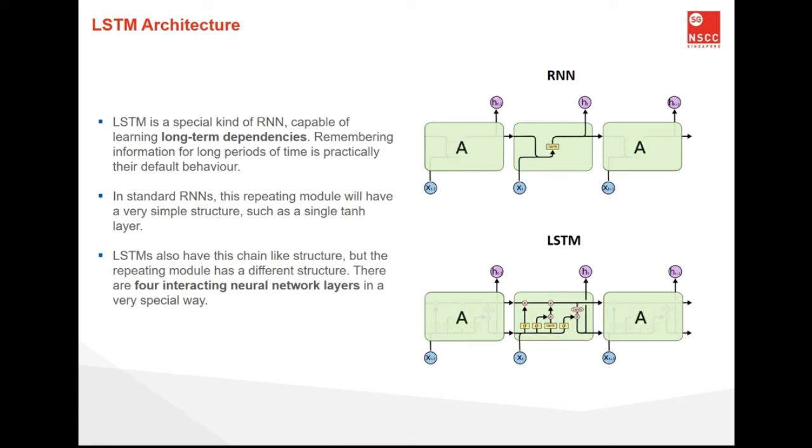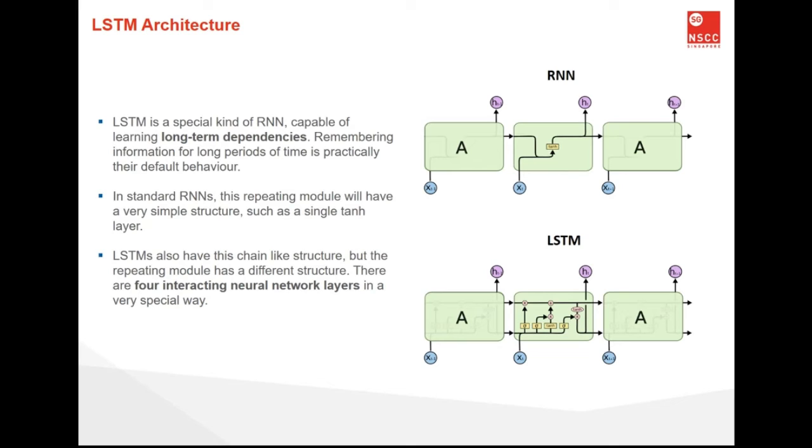Long short-term memory networks are a special type of recurrent neural network capable of learning order dependence in sequence prediction problems. Remembering information for a long period of time is practically their default behavior. In standard RNNs, this repeating module will have a very simple structure, such as a single hyperbolic tangent layer. LSTMs also have this chain-like structure, but the repeating module has a different structure.